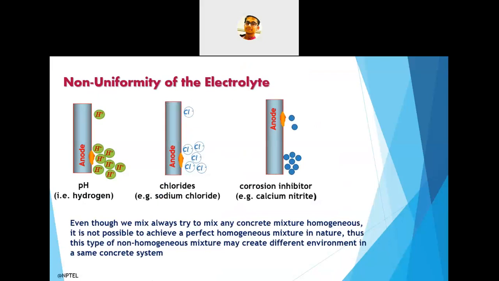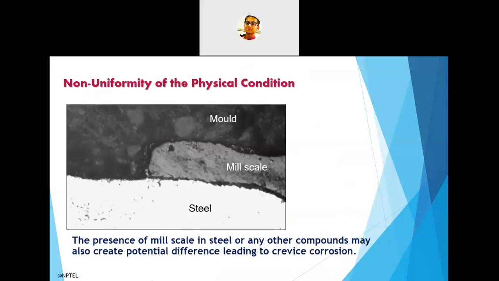So due to this, there may be some generation of corrosion cells in the embedded rebars. And here also, the non-uniformity of the physical condition can create a problem like this. It can generate the presence of mill scale in steel or any other compounds may also create a potential difference, creating a corrosion cell.